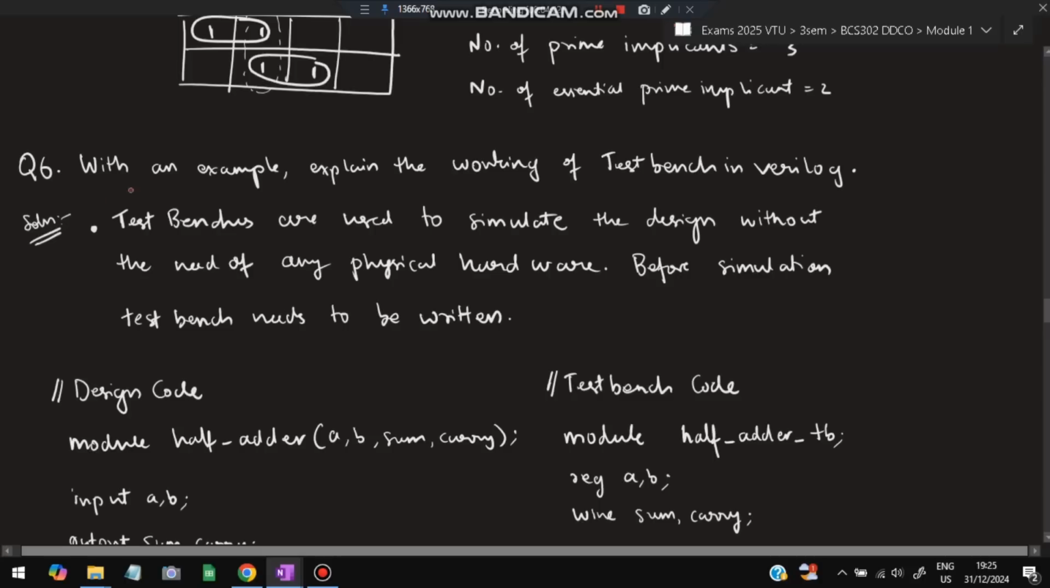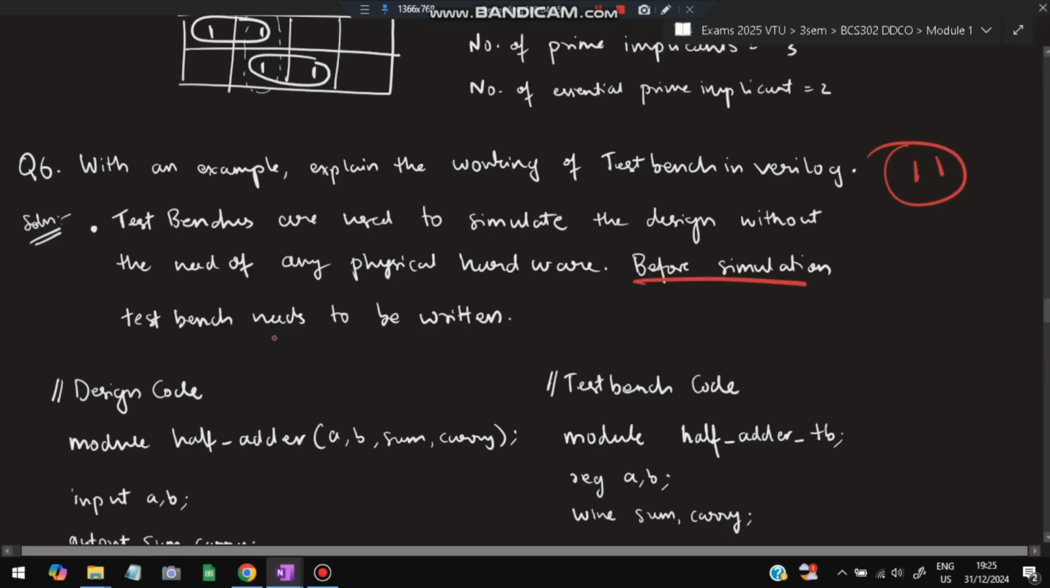We got a sixth super important question. With an example, explain the working of test bench in Verilog. Okay, what is test bench? Test bench is used to simulate the design without the need of any physical hardware. Okay, we have to test if the circuit is working fine or not. So to test that circuit, instead of having actual hardware with the wires and all, we can simulate it using software, that is called a test bench.